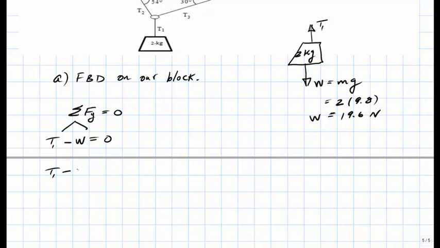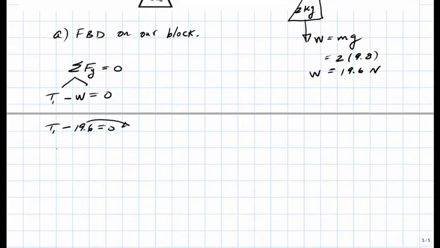which leads to T1 minus 19.6 equals 0, and if we just do simple algebra, the tension in that first cable just equals 19.6 newtons.